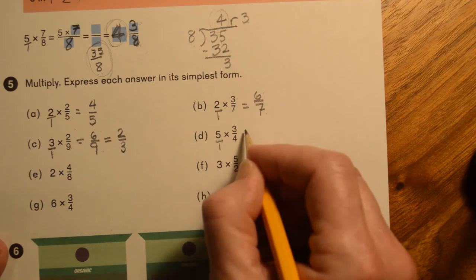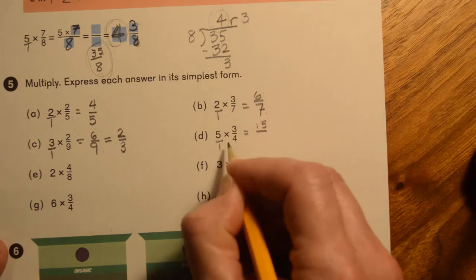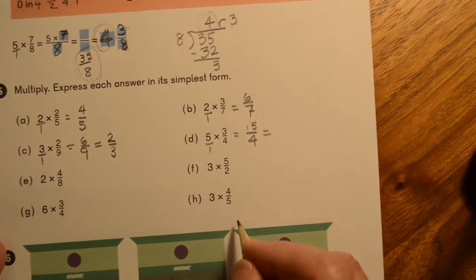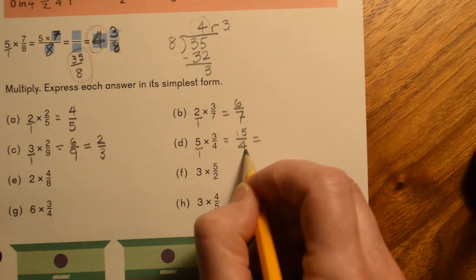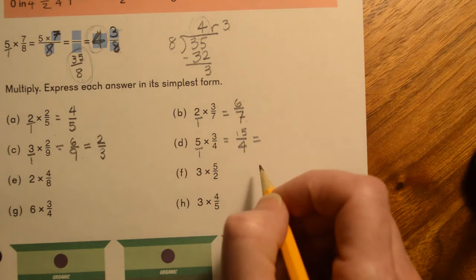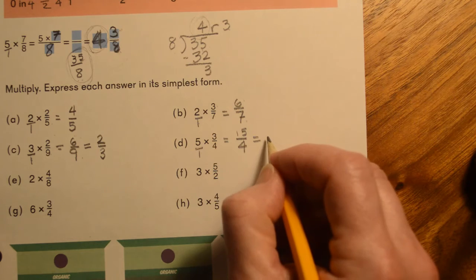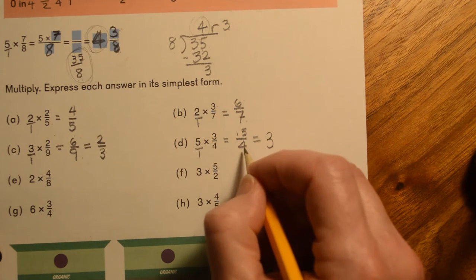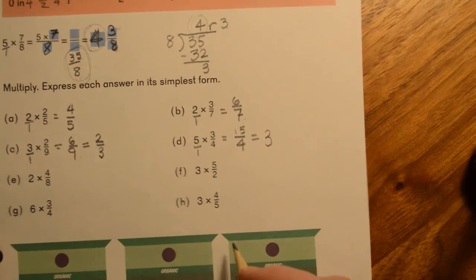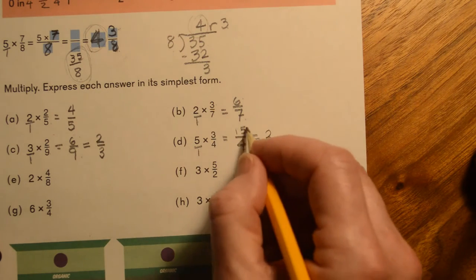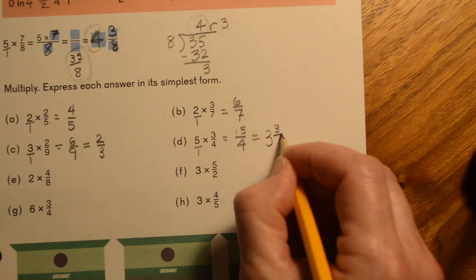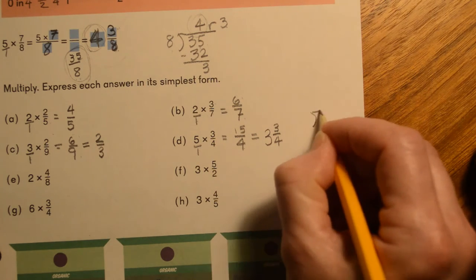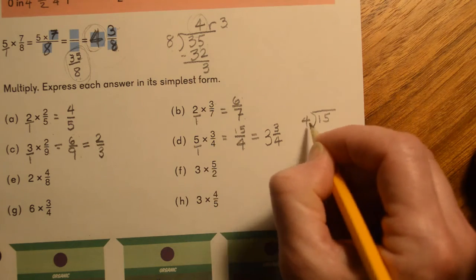All right, 5 times 3 is 15. 1 times 4 is 4. That's an improper fraction, so we need to change it to a mixed number. So this is asking how many groups of 4 are there in 15. There would be 3 groups of 4 because 3 times 4 is 12. If we go 4 times 4, we get 16. That's too much because we only have 15. So from 12, there are 3 more pieces that are left. So this would be 3 3/4. And again, if you don't like that, you can do this. All right.